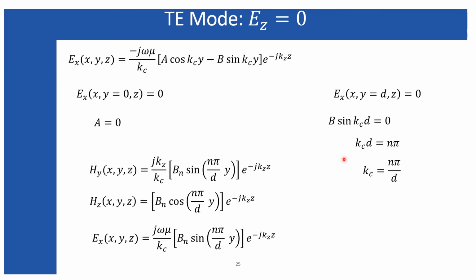And once you have obtained all of these, automatically you have obtained the solution for Hy, Hz and Ex, where Bn is the arbitrary constant. And this is the expression for the intrinsic impedance for the TE mode.